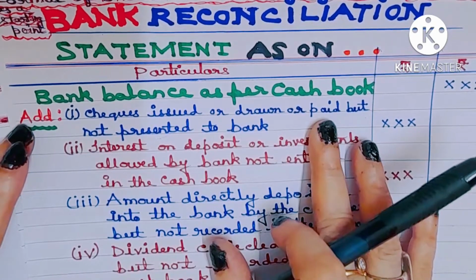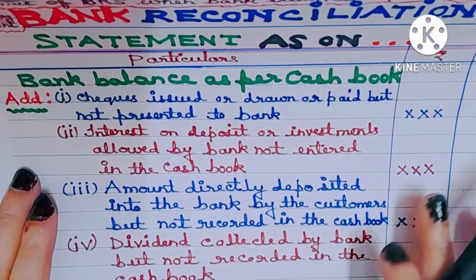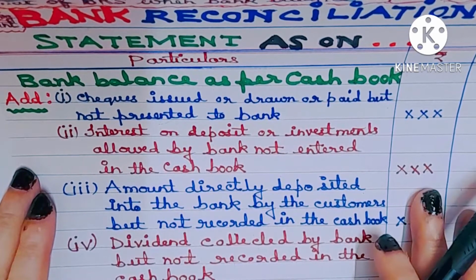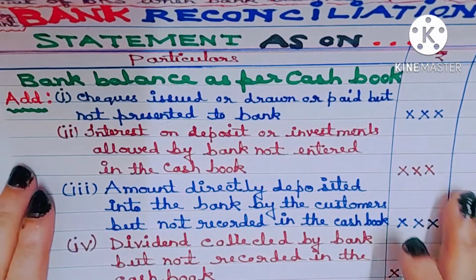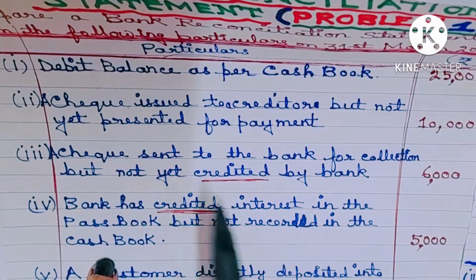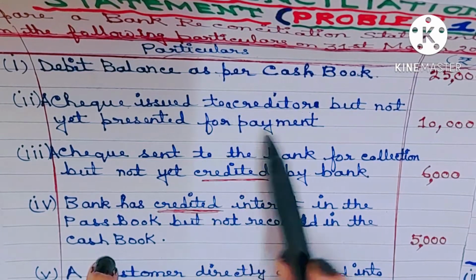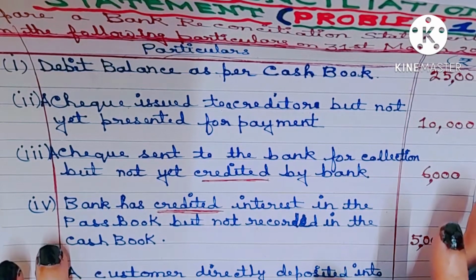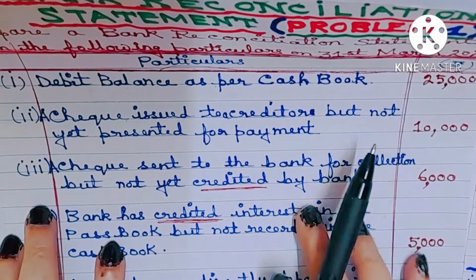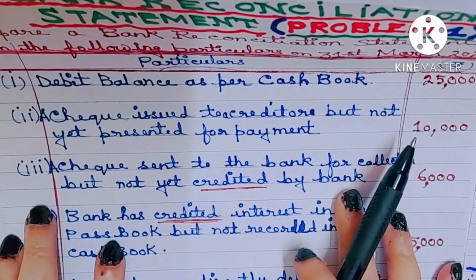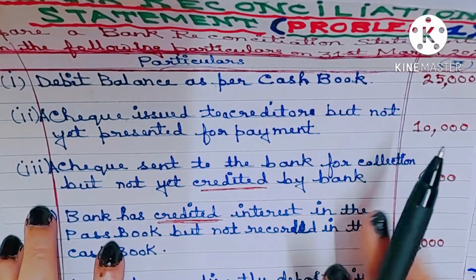Let me make you understand through rough work. We understood we are going to add this transaction, but you should know what is the reason behind it. So let me make you understand why we are going to add this transaction through rough work first. Let's go through the transaction once more. Number 2, a check issued to a creditor but not yet presented for payment within 31st March 2022. The amount is 10,000. So the businessman immediately entered the amount rupees 10,000 on the credit side in the bank column of his cash book. That means he has deducted rupees 10,000 in the cash book.